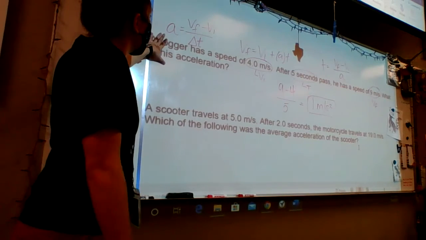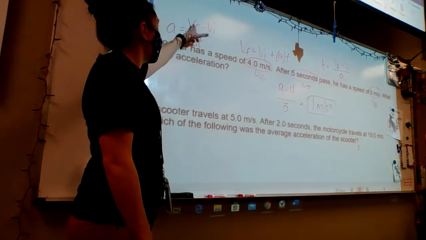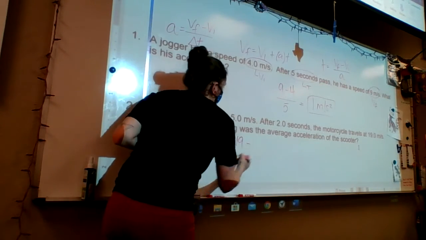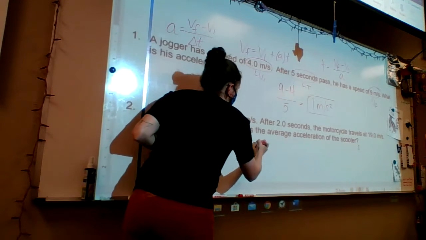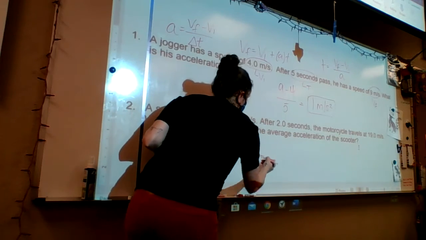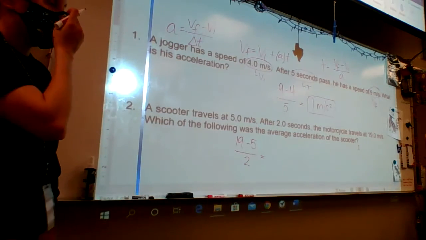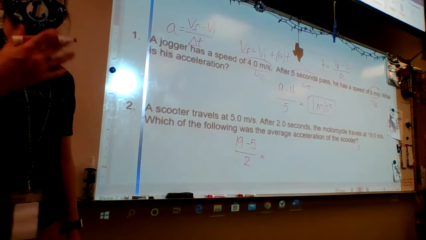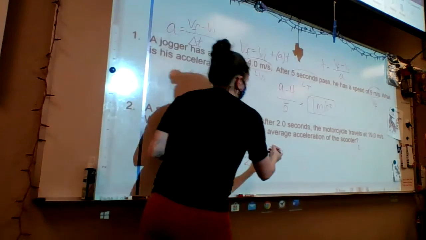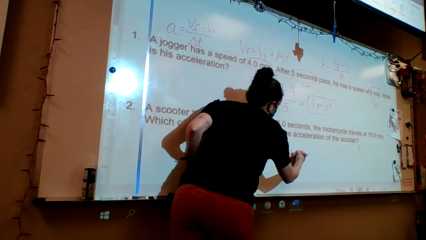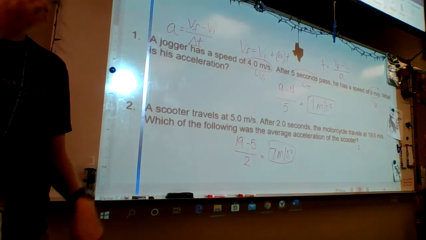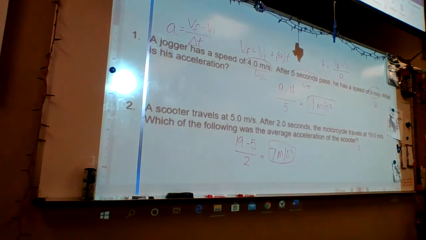So I'm going to use the same formula. What is my VF? What was my final velocity? 19. What is my VI? 5. And then my time was 2. So 19 minus 5 is 14. 14 divided by 2 is 7. And we're looking for A equals, so 7 meters per second squared. Okay, so that's our acceleration formula. We're almost done with the quick check.